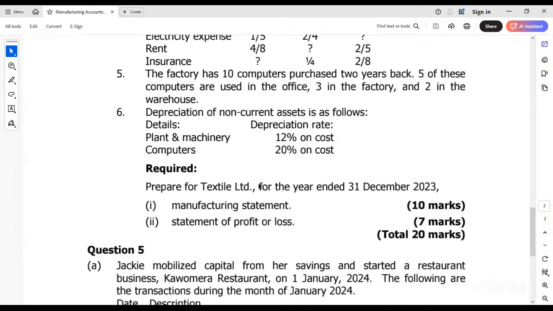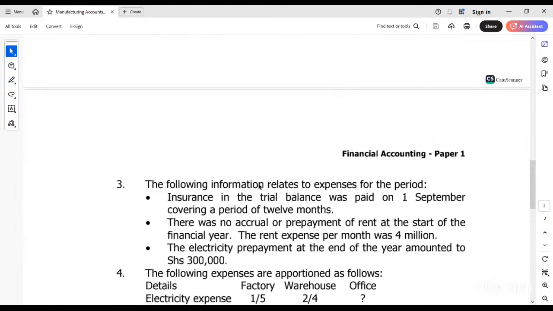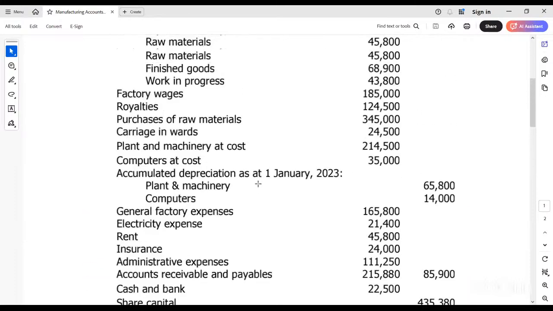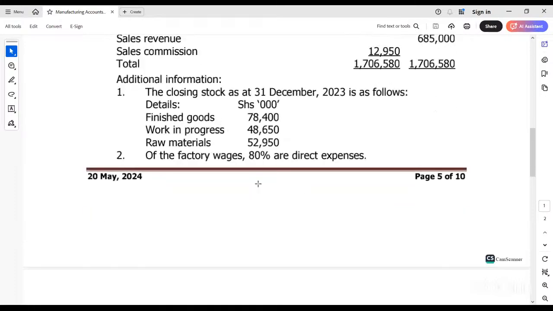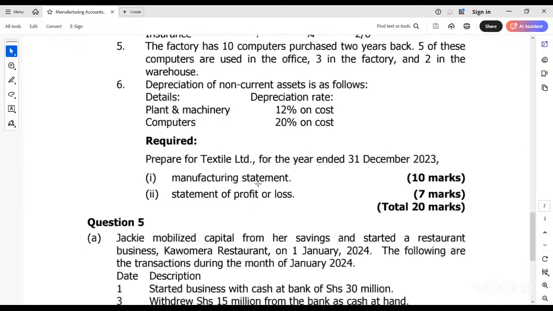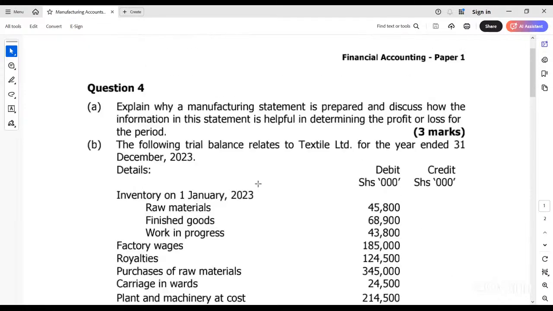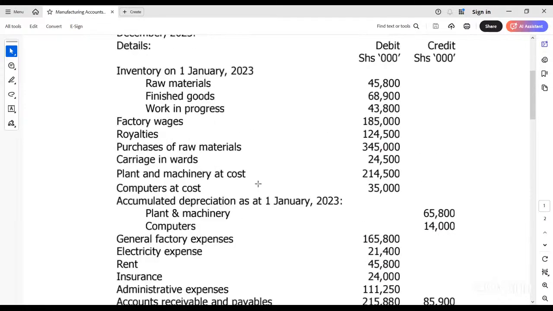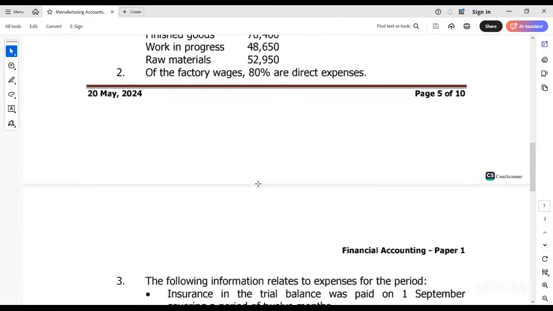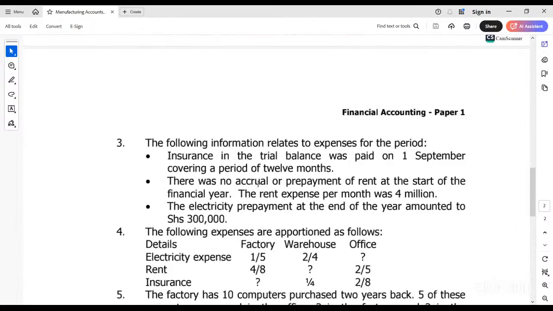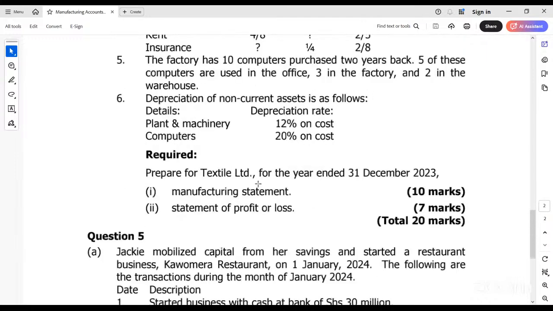I'm going to prepare the statement of profit or loss, and I think I'll still use the same question to prepare the statement of financial position. Then maybe after this, I'll get you some questions for trial, and you see if you can prepare the manufacturing account, statement of profit or loss, and then maybe the statement of financial position. So let us come up with a statement of profit or loss.